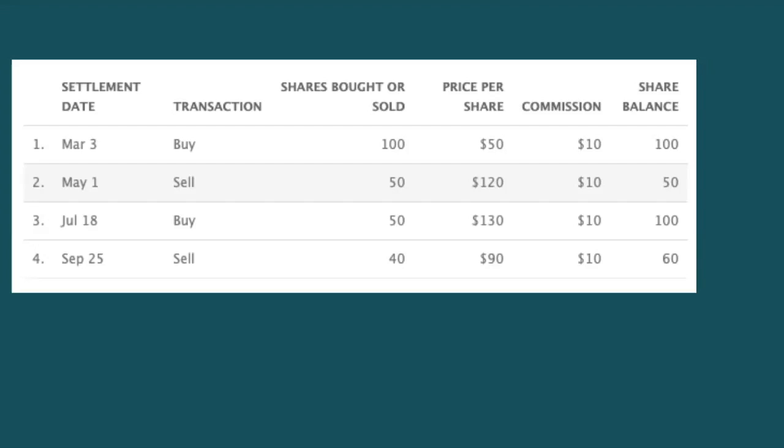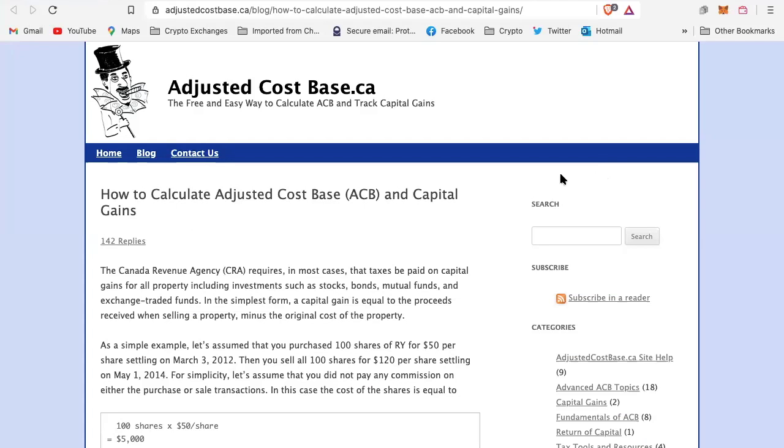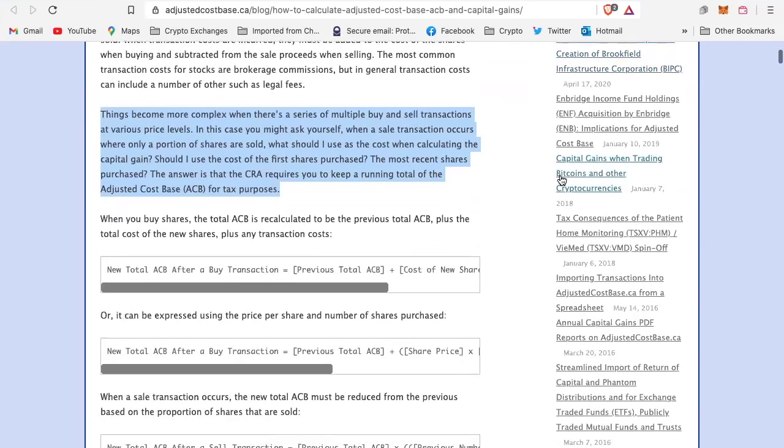But what happens when we have more than one purchase and sale taking place? We need to go back to our Adjusted Cost Base.ca for some guidance. Things become more complex when there's a series of multiple buy and sell transactions at various price levels. In this case, you might ask yourself, when a sale transaction occurs where only a portion of shares are sold, what should I use as the cost when calculating the capital gain? Should I use the cost of the first shares purchased, the most recent shares purchased?